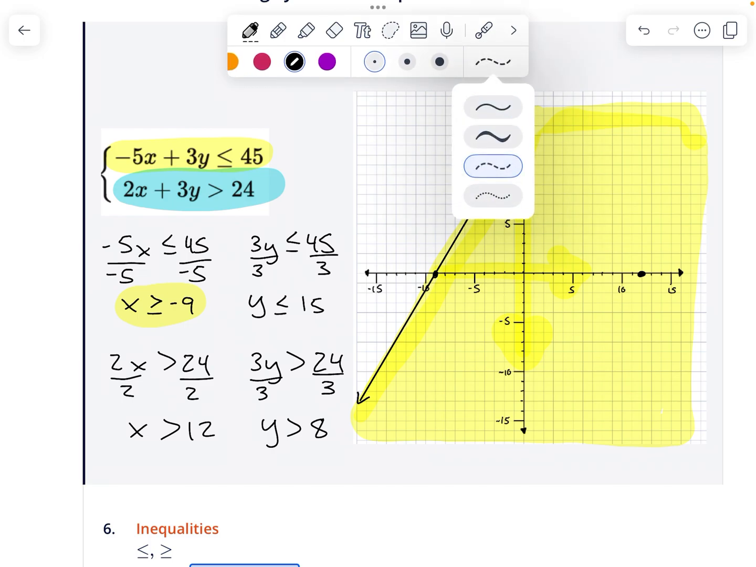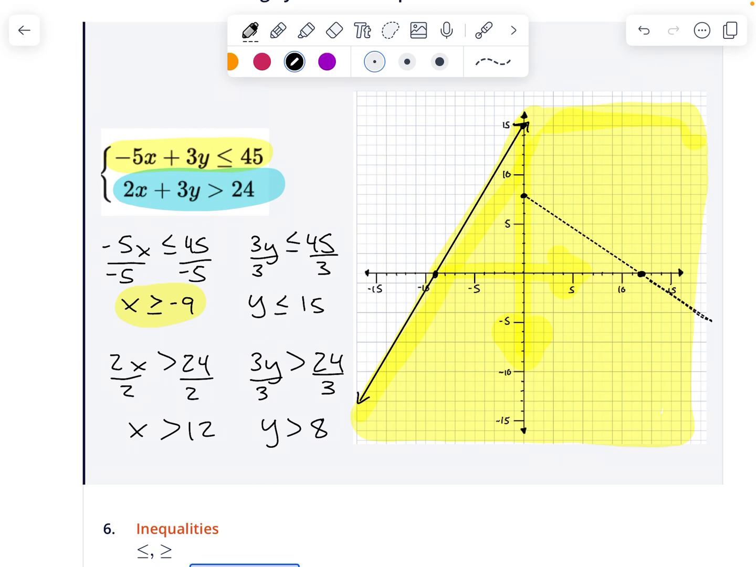So if I plug those points in, x is 12 and y is 8. But this one does not have an equal to sign, which means it's going to be a dotted line.